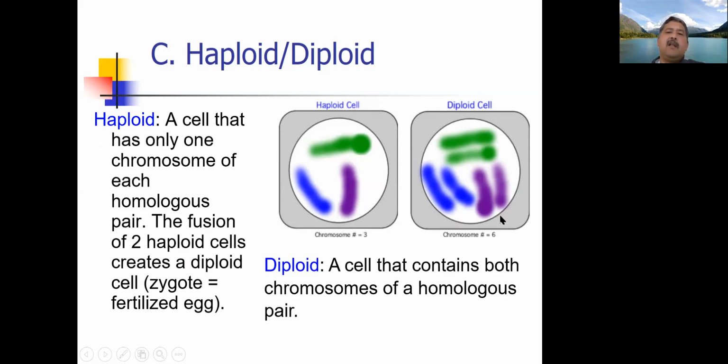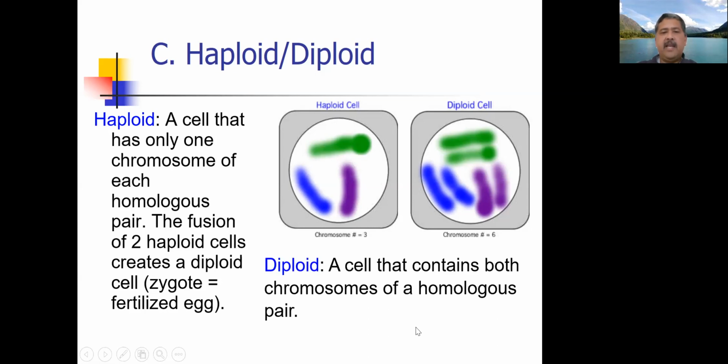We have 46 chromosomes altogether, and we have 23 pairs. So in humans, in a haploid cell, we have 23 unpaired chromosomes. A silly way to remember this is diploid, di means 2, so a diploid cell has twice as many chromosomes as a haploid cell, and a haploid cell has half as many as a diploid cell.